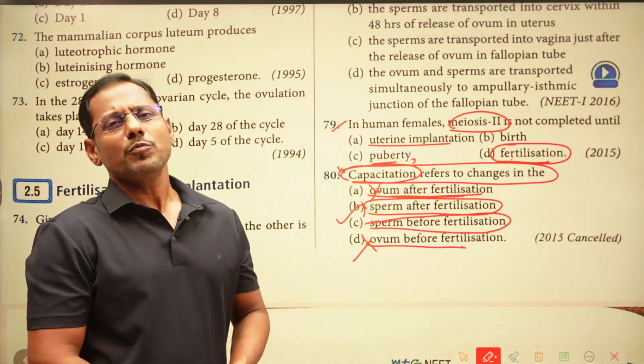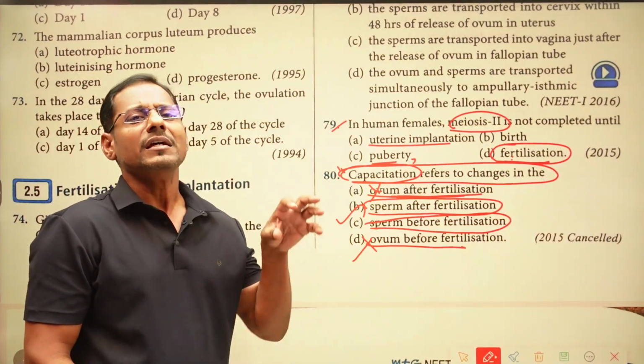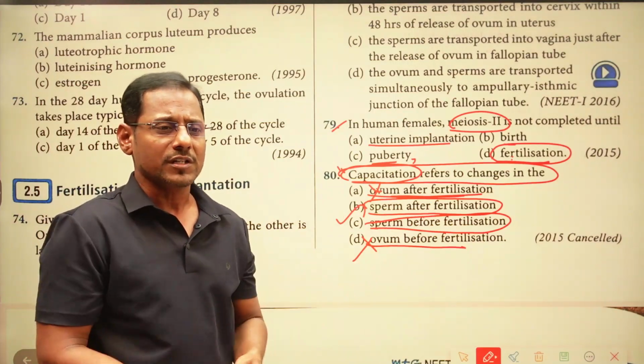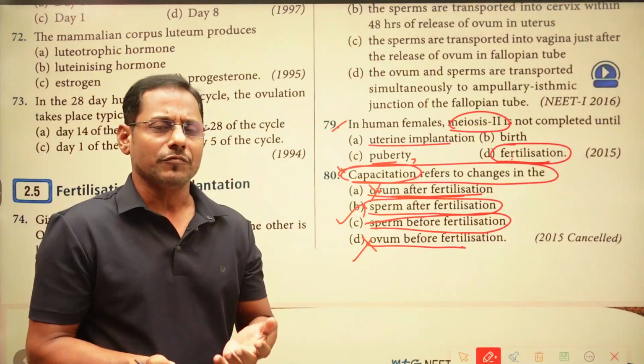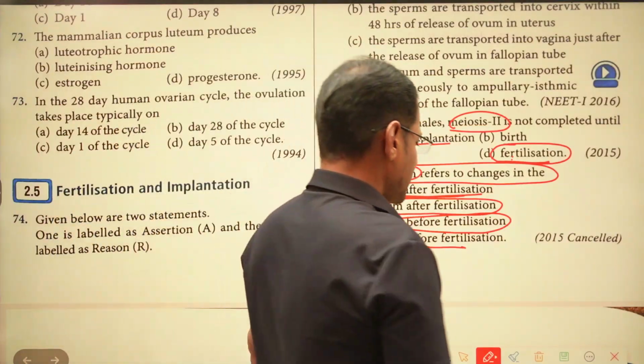The sperm has to be activated before fertilization itself. Then only it enters into the ovum. It moves very fast, very vigorously, in order to reach the ovum. So, that particular activation of the sperm is known as capacitation, right?